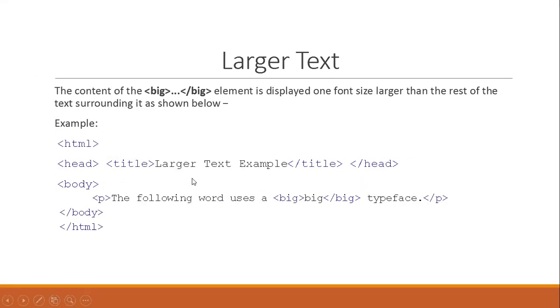Now moving further, it is the large tag. Large text is made by the big tag, and it makes the font size bigger than the rest of the text surrounding it. So how will we use the big tag? It will be used like this. Inside the big tag, this is the opening tag, this is the closing tag, and this is the element. This element will be bigger in size than the rest of the elements.